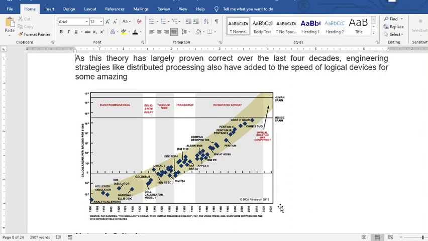as this theory has largely proven correct over the last 4 decades, engineering strategies like distributed processing have also added to the speed of the logical device, which is amazing. Before, way back a few years ago, dual core, Core 2 Duo. Then later on came what we call Core i3, Core i5, Core i7, which is now in generation 9. It started with generation 1 way back in 2001. I'm sorry, that's 2004.